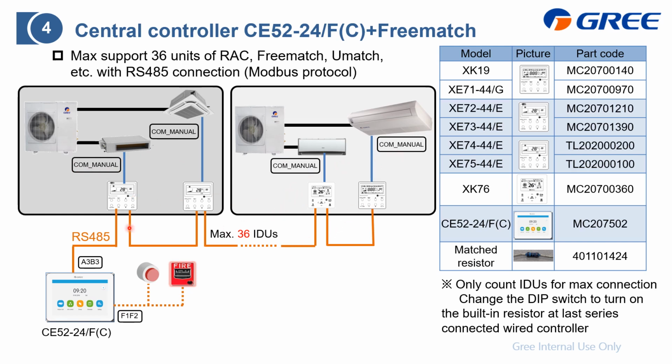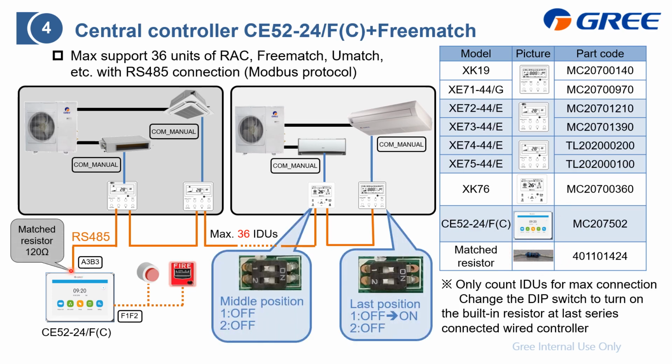And then the output is already changed to be the Modbus. Then with RS485 connection, you can connect them in series, just like this. Then connect to the A3B3 port of the central controller. Here I offer you all the wired controller part codes and the match resistor, which you need to connect here.